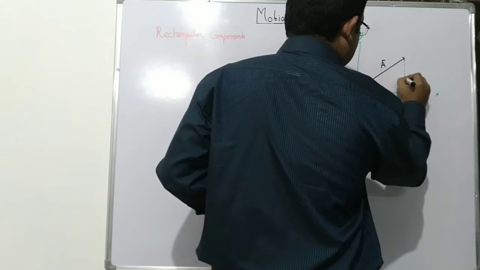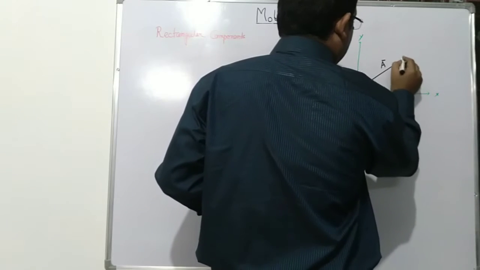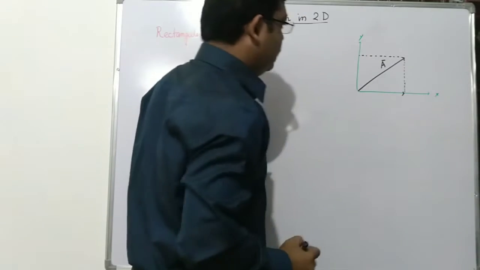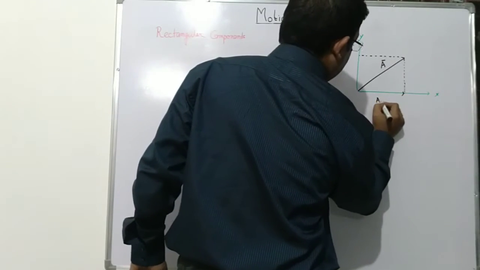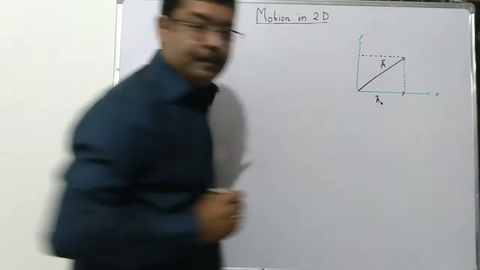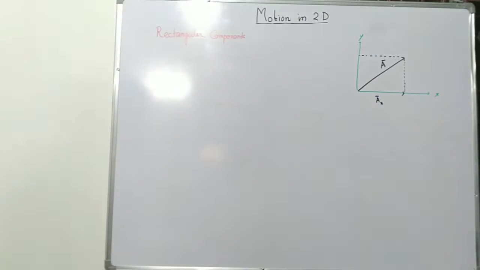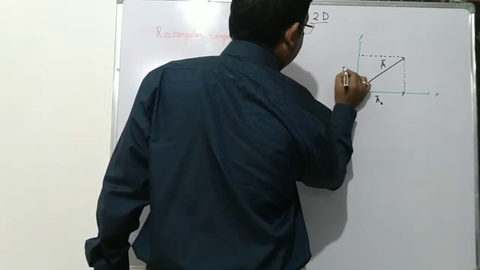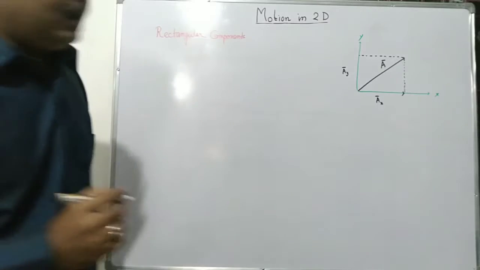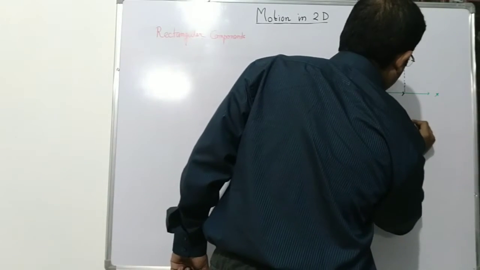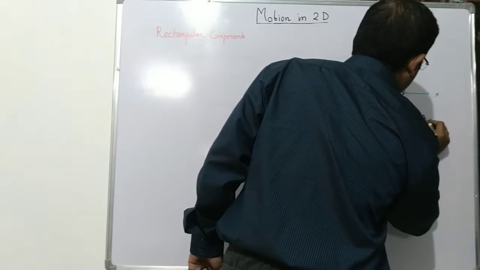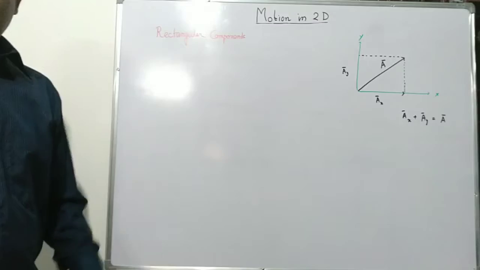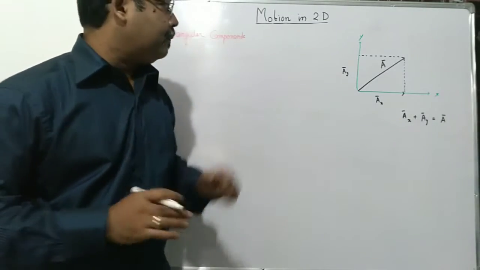Let's drop this perpendicular here and drop a perpendicular from here to the y-axis. Then this length will give us the AX vector, and this will give us the vector AY. So that AX vector plus AY vector equals vector A. Clear? Simple resolution of vectors.